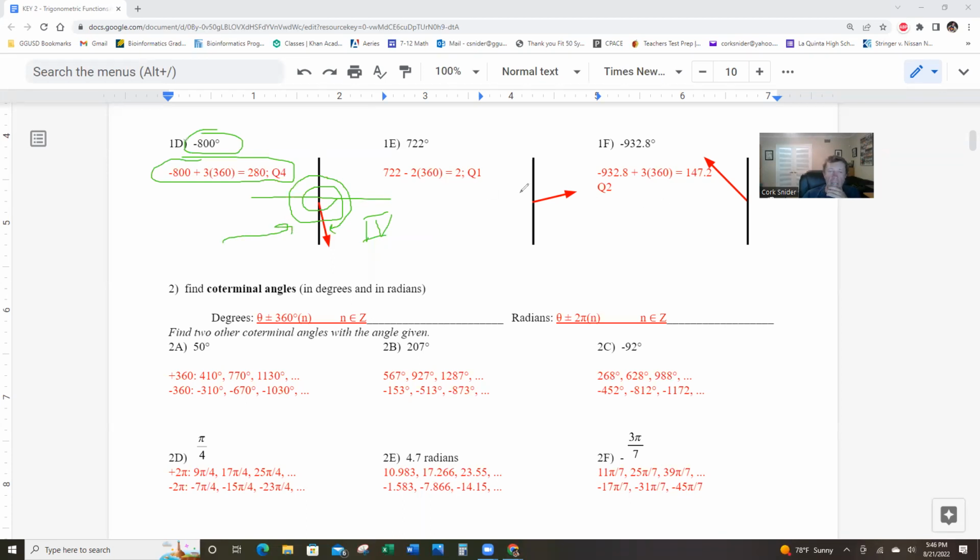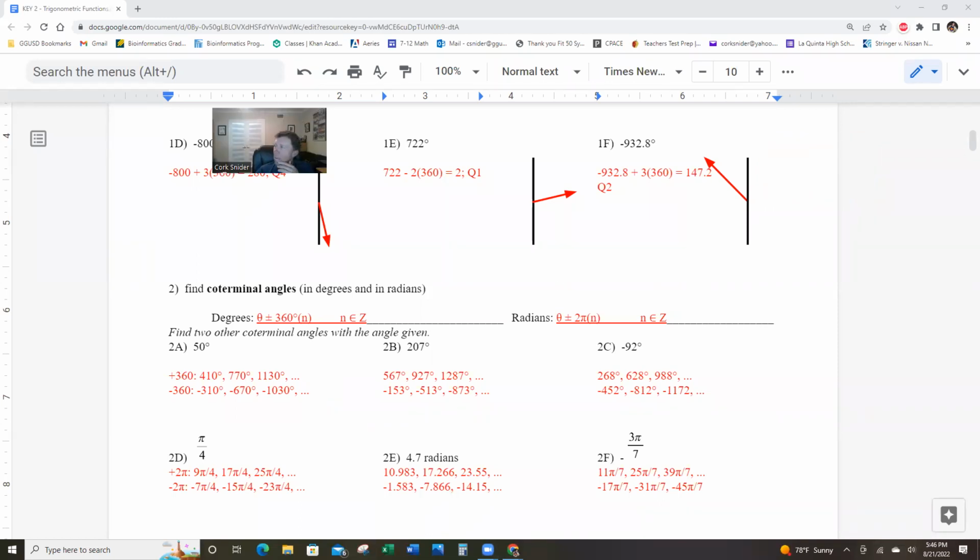Okay. Item E, 722 degrees, that's positive. So going around once is 360. Twice is 720, and then it's just 2 degrees into quadrant 1. Then in item F, negative 932 degrees.